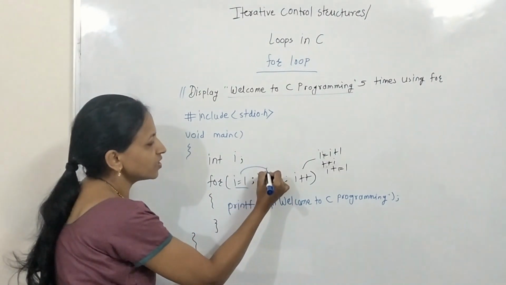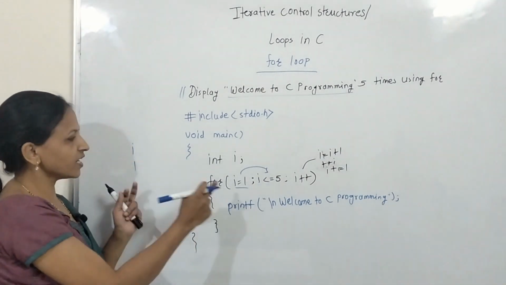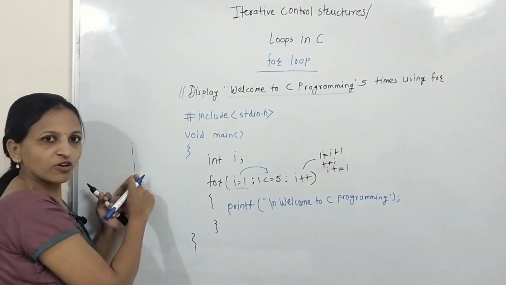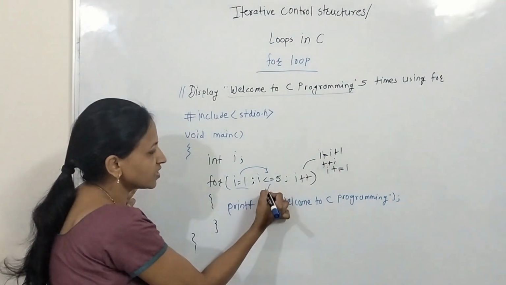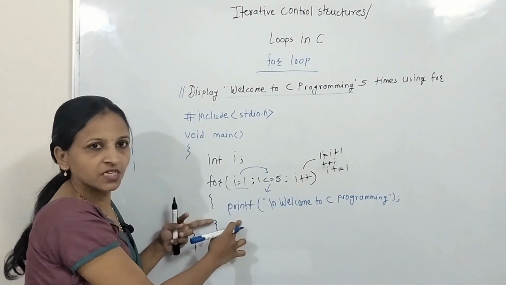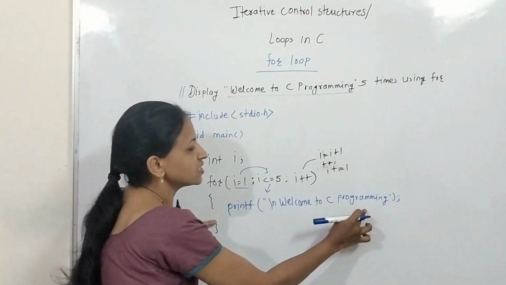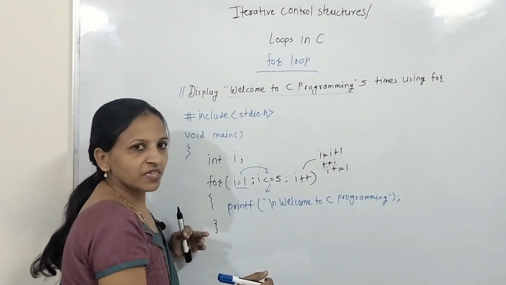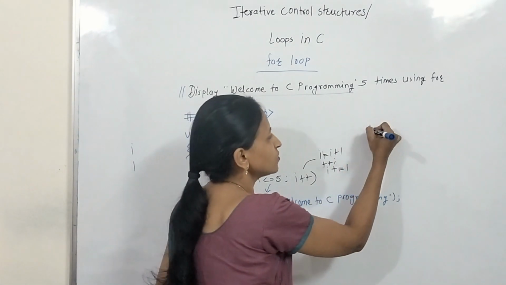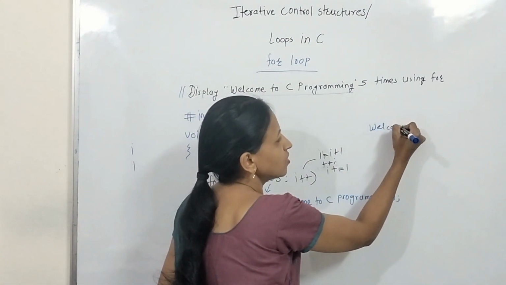Then it will go here to check the condition. Is I less than 5? The value of I is 1, and 1 is less than 5. Yes, it is true now. If the condition is true, then it will go here and execute the statement written here. It will execute printf welcome to C programming. That's why we will get the welcome to C programming message on the output screen.